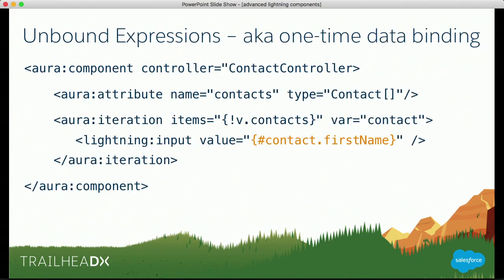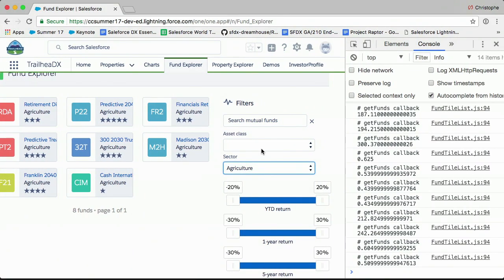So in Spring 17, we introduced unbound expressions, where we don't set up these listeners. The syntax is similar, but instead of exclamation mark, it's hashtag. Now, the biggest misunderstanding here is that this is not one-way data binding. It's not. But it's actually one-time data binding. Okay? And so at first, this may be hard to understand. So let's take a look at a quick example.